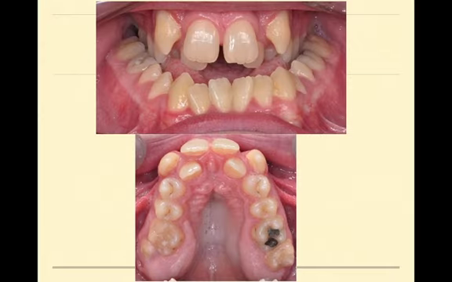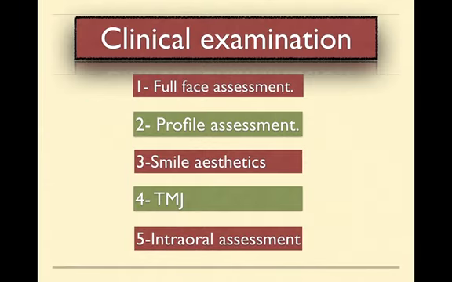Then we do assessment of the TMJ. Usually these patients have a huge malocclusion. We know from the evidence that there is no strong connection between malocclusion and TMD. However, we still have to do a full assessment for the TMJ to make sure that we don't have any TMD before we send the patient to the orthodontic surgery.